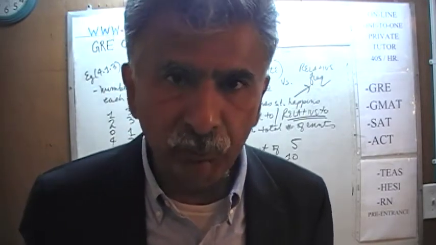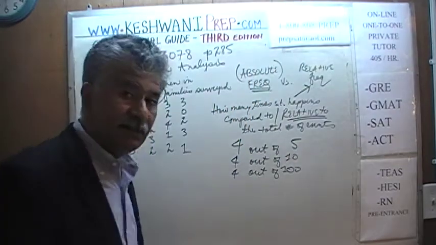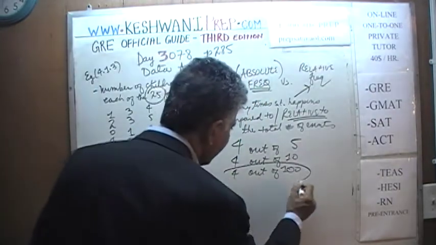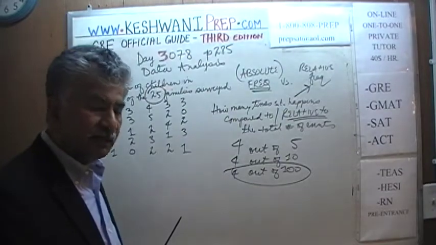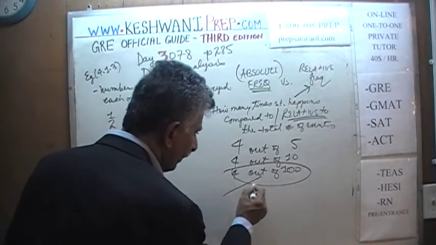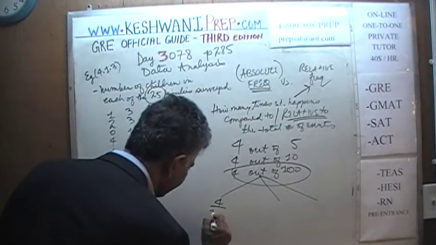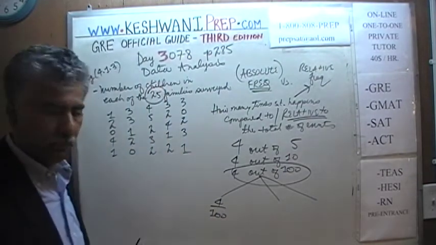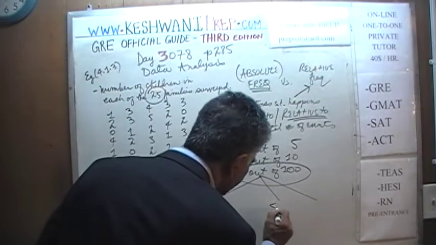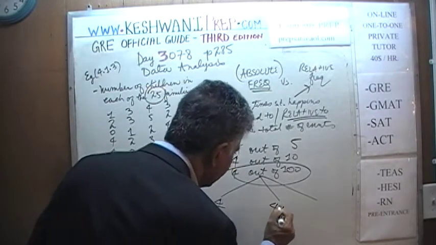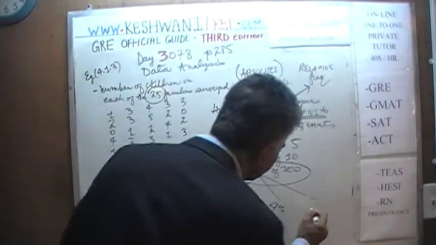Now, when we're talking about relative frequency, it can be presented in three different ways. So if you're talking about 4 out of 100, it can be presented in three different ways. This information of 4 out of 100 can be presented as a fraction, 4 out of 100, just like it says. Or you can present it as a percentage, 4%. Or the same information can be presented as a decimal.